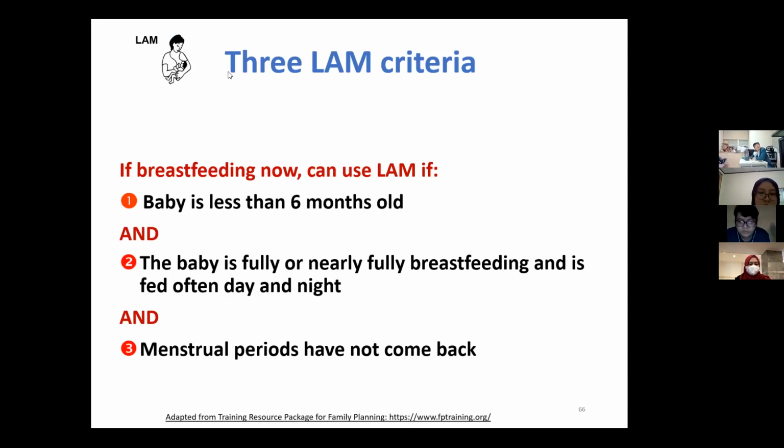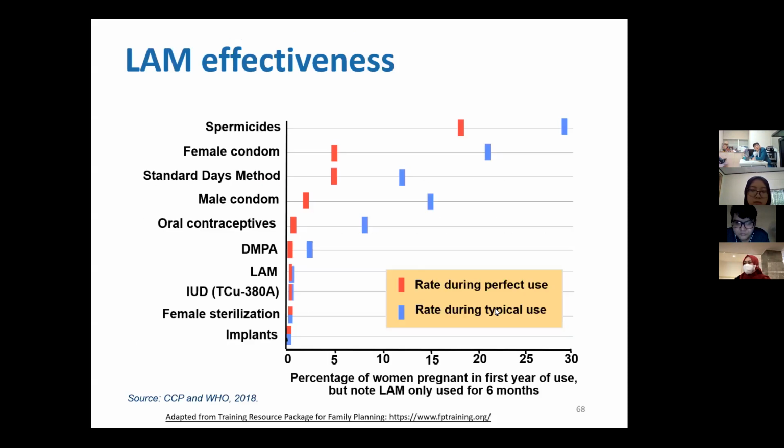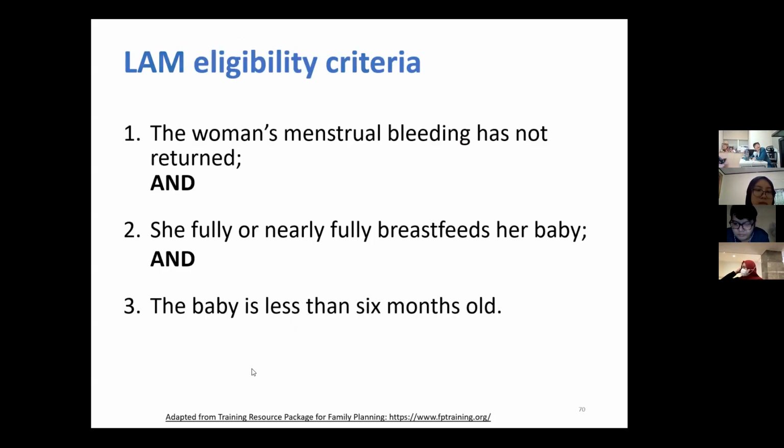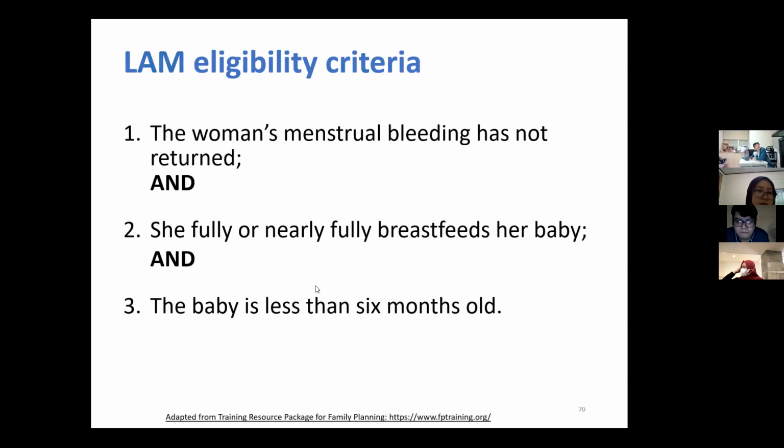So the 3 criteria: the baby is less than 6 months old, the baby needs full breastfeeding, day and night, and the menstruation never comes back. So this is LAM. Very natural, and no side effect. So the advantages: safe, natural, no side effect.